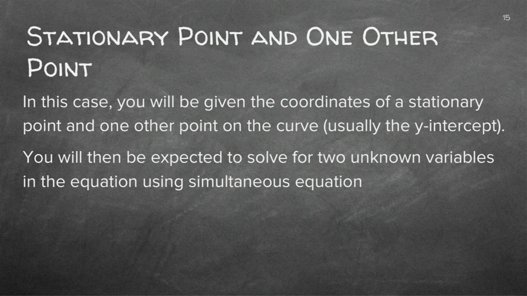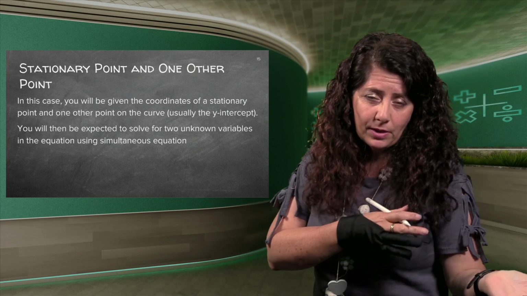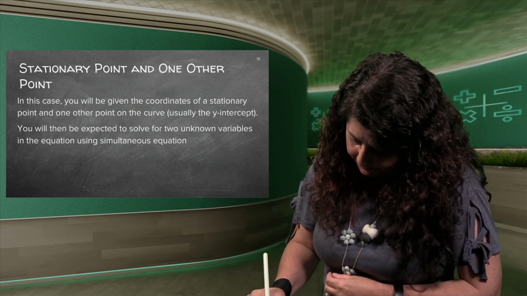So stationary point and one other point. If they give you that, you need to sketch the graph. We'll have a look. So in this case, you will be given the coordinates of a stationary point and one other point on the curve, usually the y-intercept. You will then be expected to solve for two unknown variables in the equation using simultaneous equations. If you can't remember simultaneous equations, please go back to some of the previous slides where it was explained in order to be able to do this.